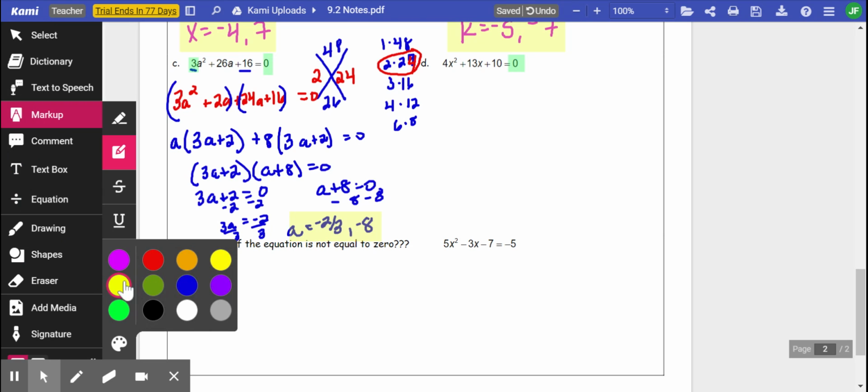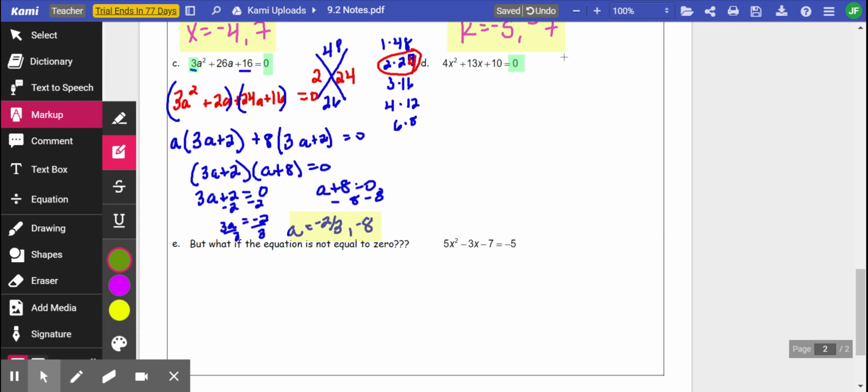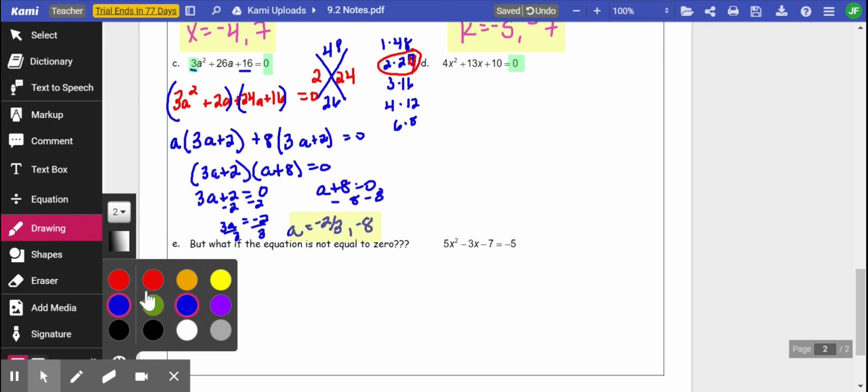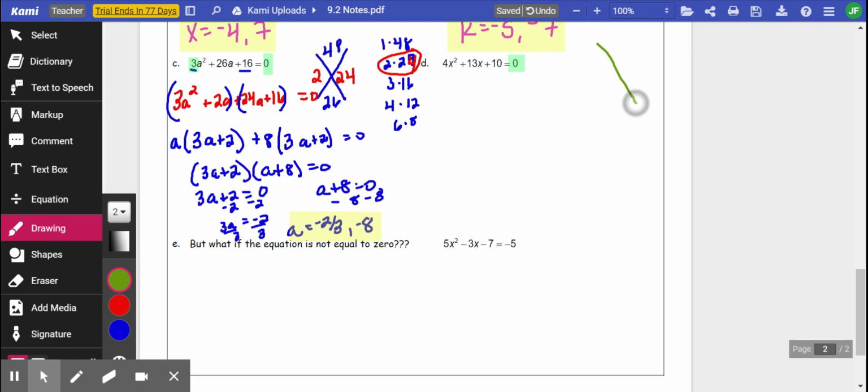Next one, same idea. We're going to go ahead and do a GCF if there is one, and in this case there is not. That is not what I wanted. Let's try drawing here. So 4 times 10 is 40. 13 goes in the bottom. So 1 times 40, 2 times 20, 4 times 10, and 5 times 8. 5 times 8 works. I'm going to go ahead and put 5 times 8 in there.